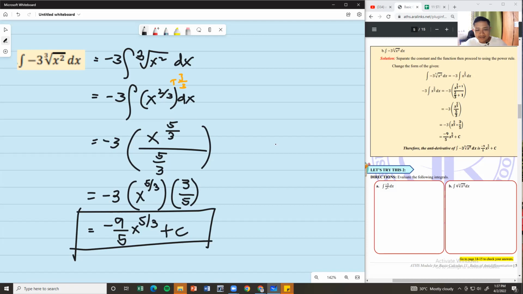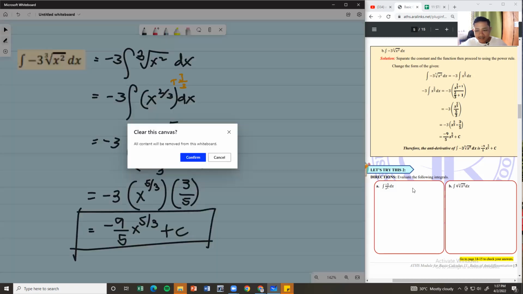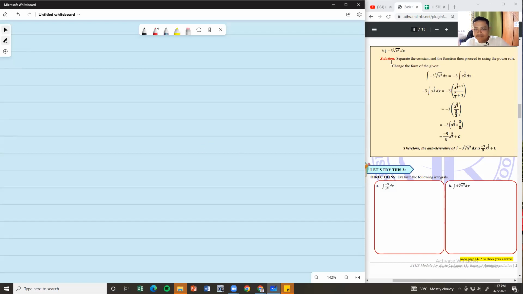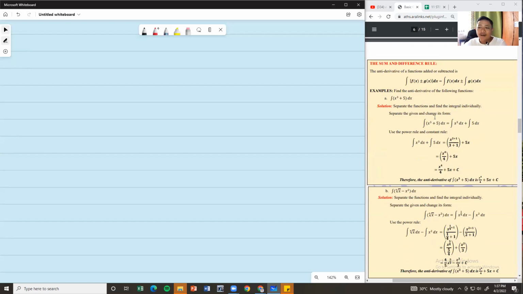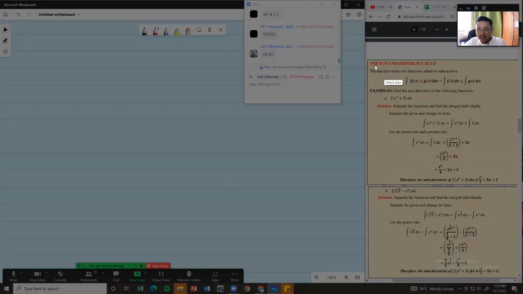Okay, let's continue. Let's have the next rule. Oh, sum and difference. We already did this a while ago. This is already the application of all. The sum and difference rule.